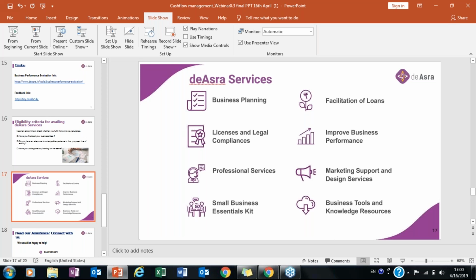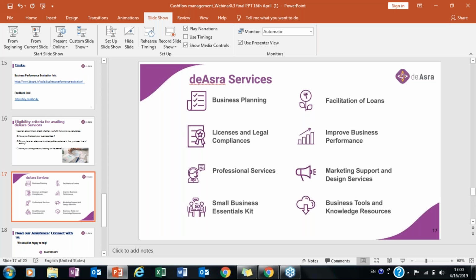Second, legal and licenses compliances. All the legal licenses and compliances that you need for your activity, we help you to apply for online. For example, Shop Act, Gumasta, FSSAI registration, license, Udyog Aadhaar, and any such licenses which are required for you to start this activity, we will help you to apply for online.